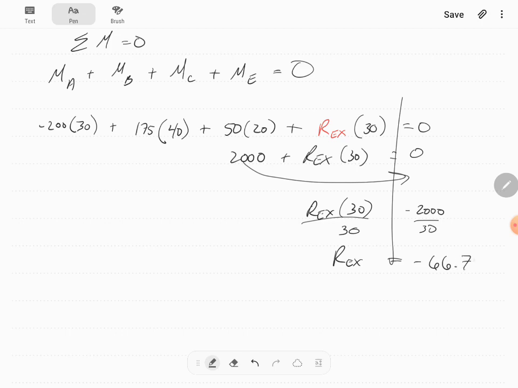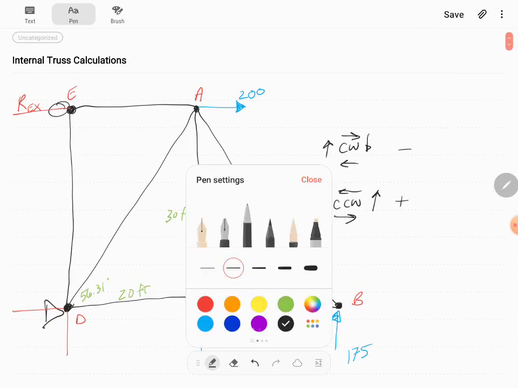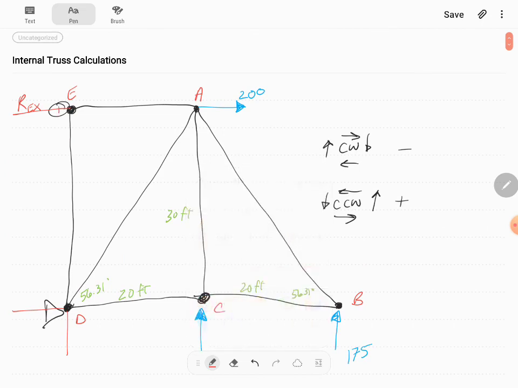66.7 rounded. Now, if it's negative, what does that mean? That means clockwise. What does clockwise look like? It looks like this. If we are looking at that horizontal force that is above the pivot point, that's indicating this direction right here. So lo and behold, our REX, we finally know, points to the right at 66.7 pounds of force. Now, what's next?